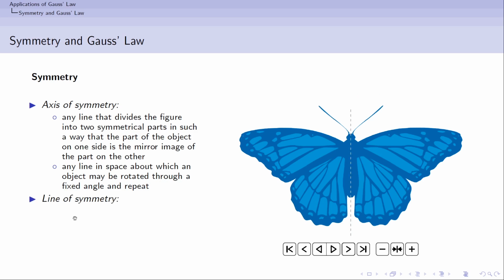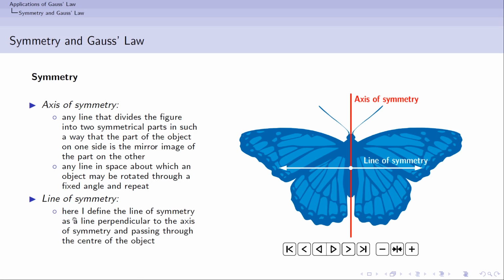Then we could also talk about the line of symmetry. Now the line of symmetry could have many different definitions. For the sake of simplifying the problems that we're trying to solve, I define the line of symmetry this way: the line of symmetry is the line which is perpendicular to the axis of symmetry and passing through the center of the object.